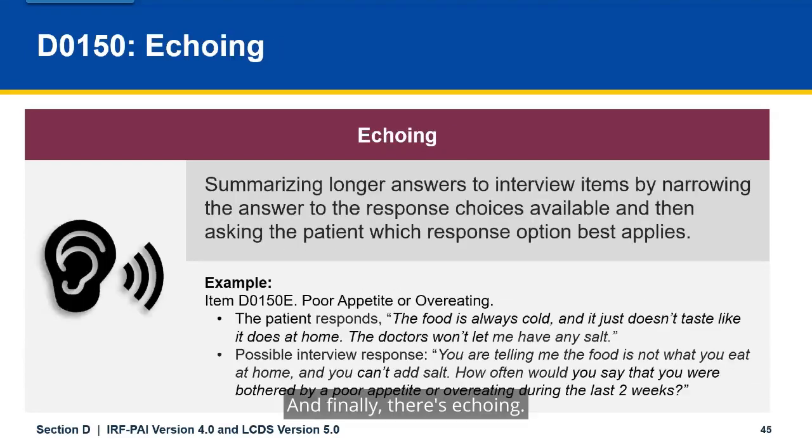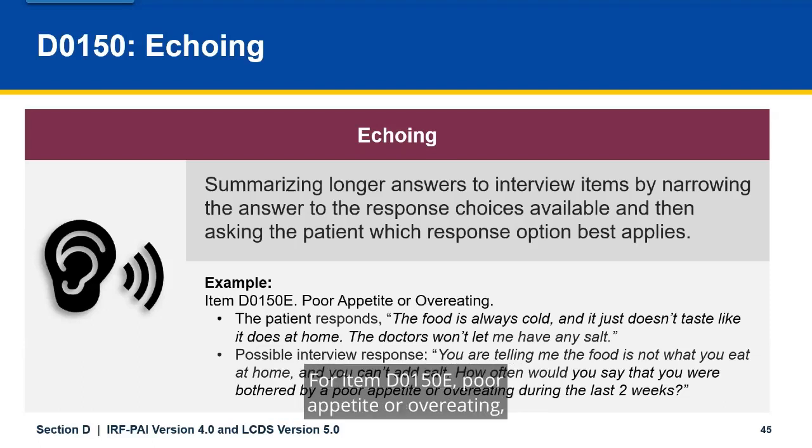And finally, there's echoing. Echoing is where you summarize longer answers to interview items by narrowing the answers to the response choices available, and then ask the patient which response option best applies. So here's a good example.